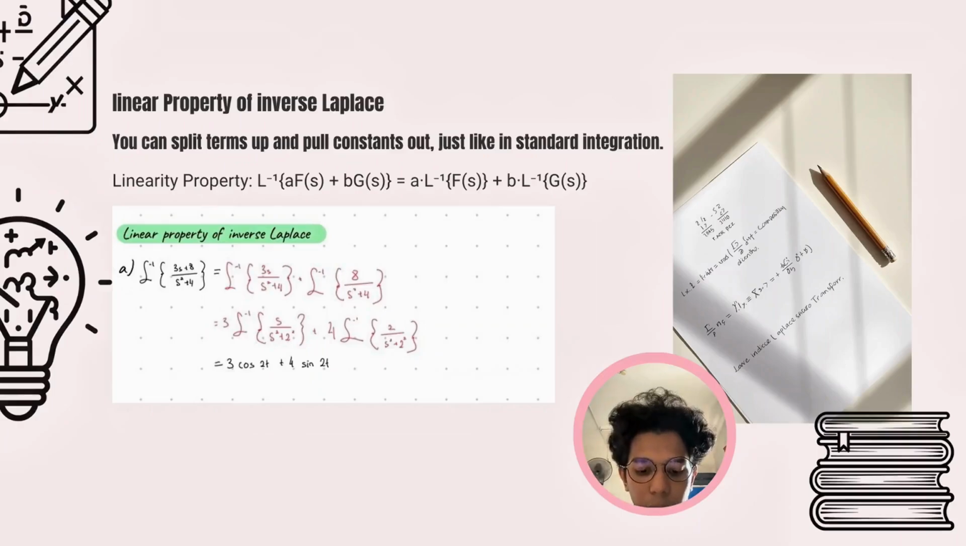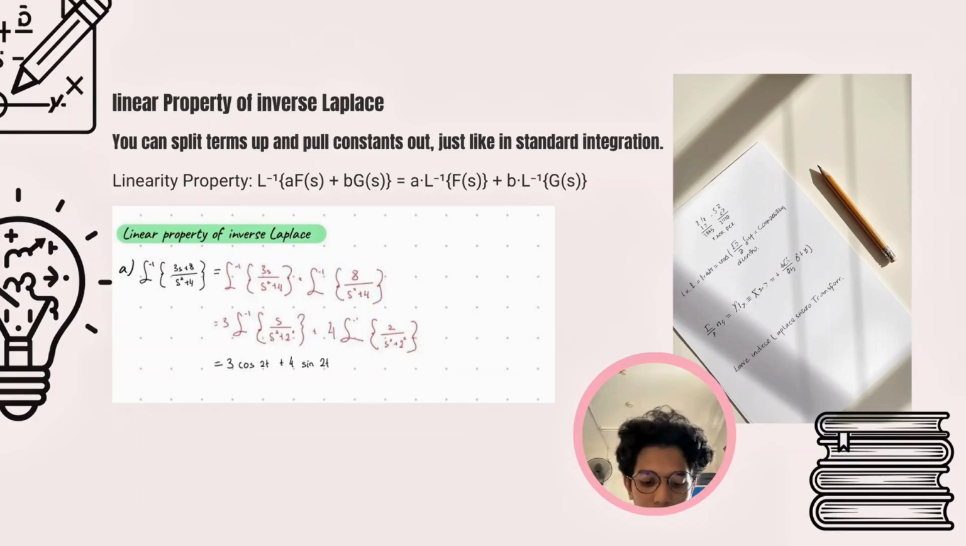Okay, second slide, we have the linear property of the inverse Laplace. In the linear property, we can split terms out and pull constants out just like in standard integration. Linear property formula: the inverse Laplace of a f(s) plus b g(s) equals a times the inverse Laplace of f(s) plus b times the inverse Laplace of g(s). Okay, below we have the example question for the linear property.